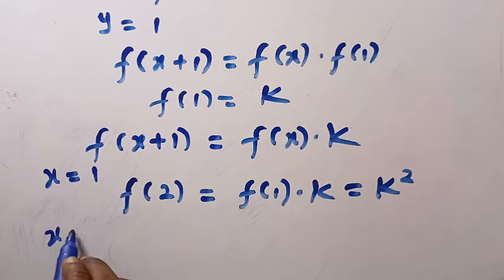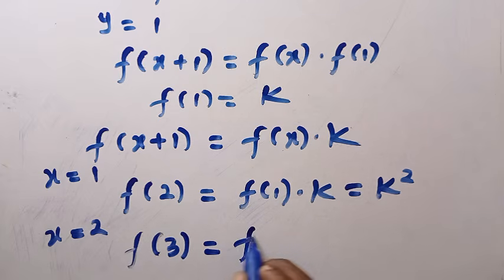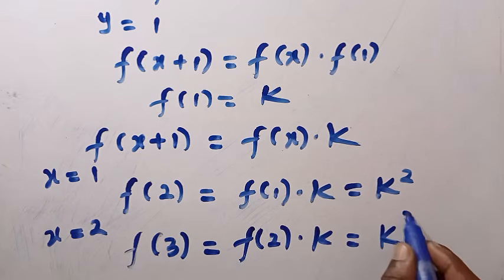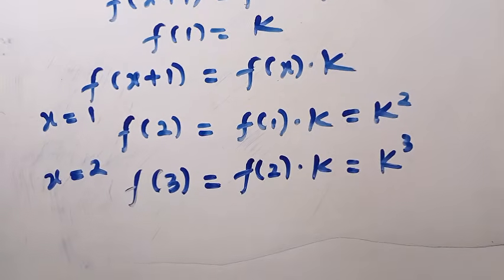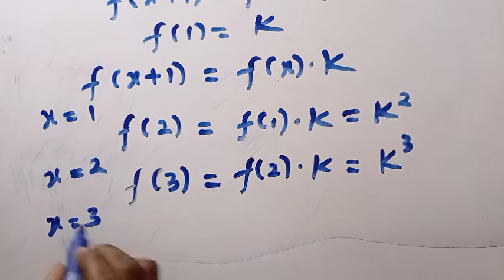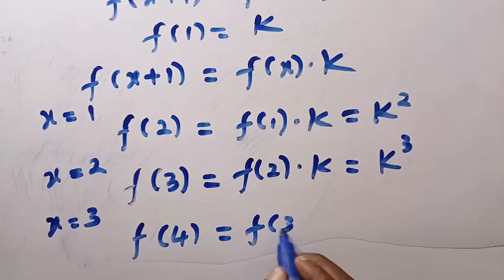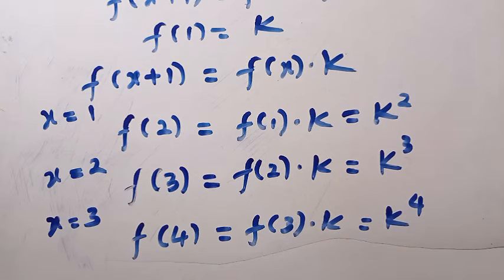Again, let's test for another one. For x equals 2, we are going to have f of 3 if x equals 2. This gives us f of 2 multiplied by k, and this is k raised to the power 3. If you continue that way, at x equals 3, we are going to have f of 4 equals f of 3 multiplied by k. And this gives us k raised to the power 4.